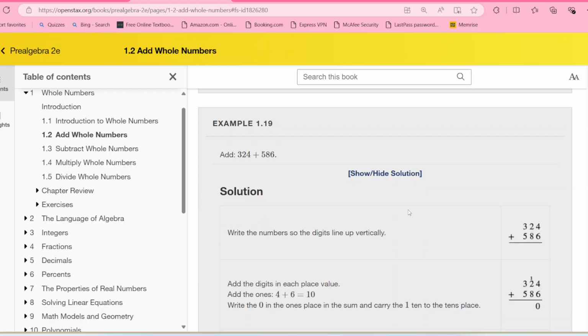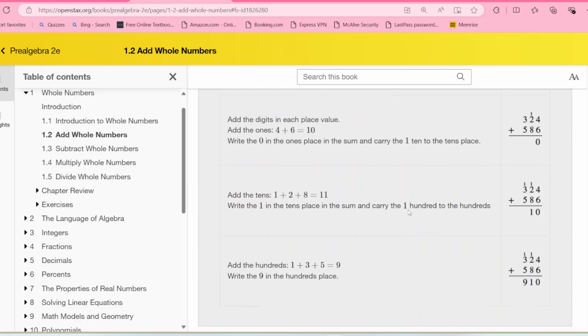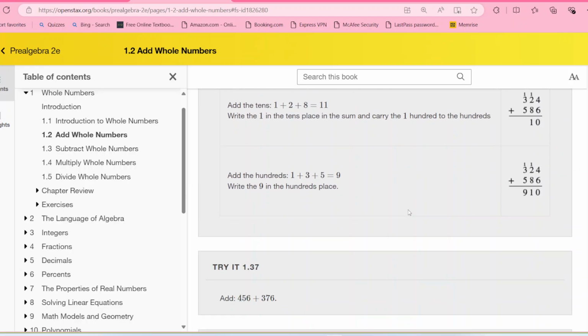And you can see the solution with the examples here. They go through all the carrying stuff, right? 900.